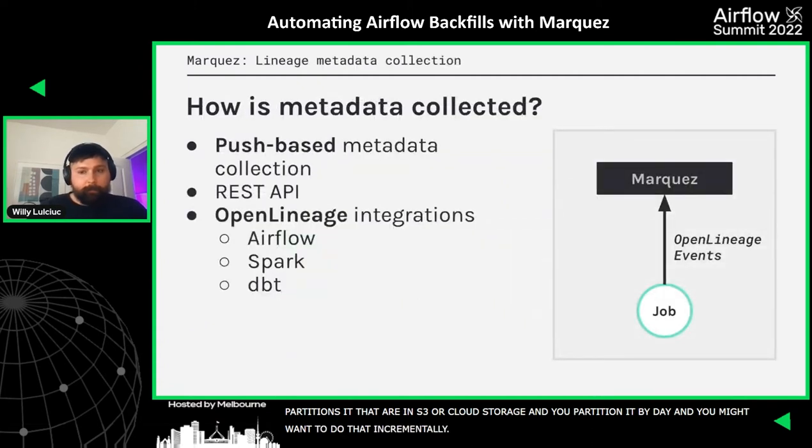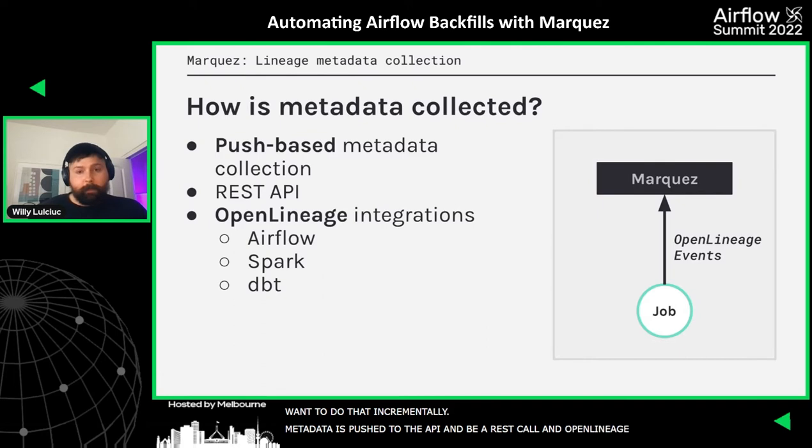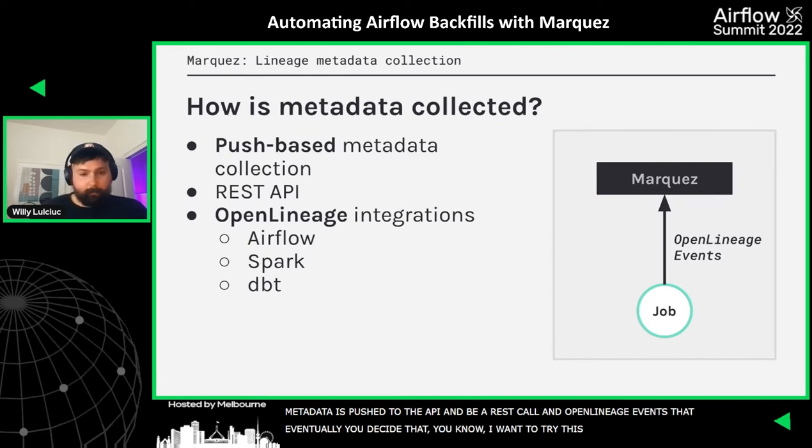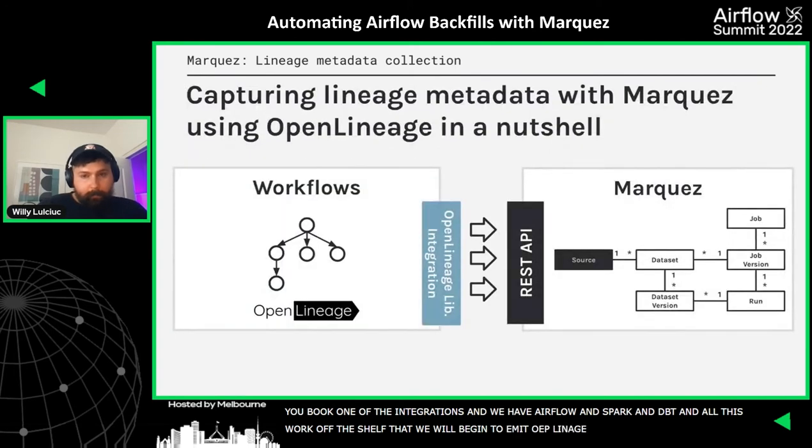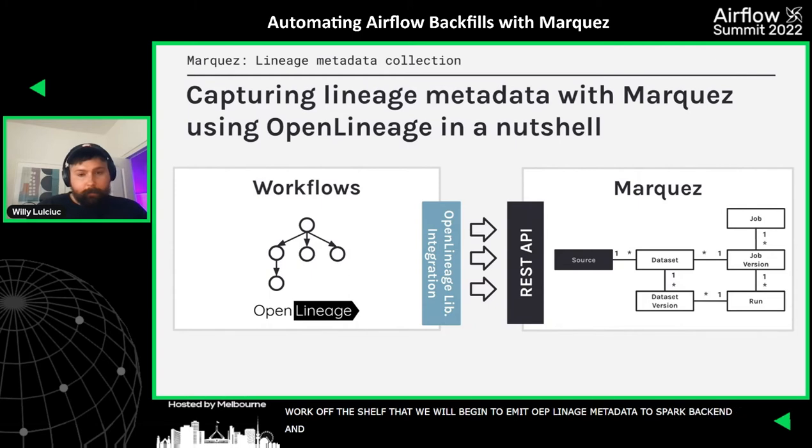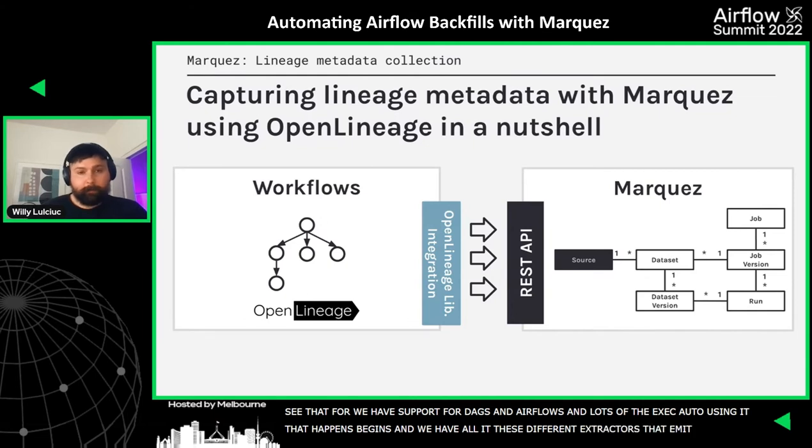And metadata is pushed to the API via REST call, so those OpenLineage events. Eventually you decide that you want to try this out, and you look at one of our integrations, and we have Airflow, we have Spark, we have dbt, and all those work off the shelf, and will begin to emit lineage metadata to the Marquez backend. In a nutshell, your workflows run, you use the OpenLineage library, and it populates the Marquez model. We have support for Dagster and for Airflow, so a lot of the execution that happens begins with all these different extractors that emit the event in a standard that could be processed by a backend that's essentially OpenLineage compliant.